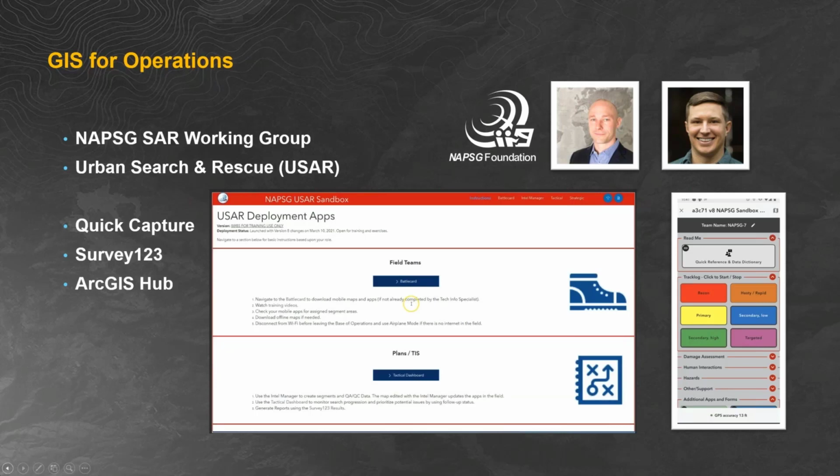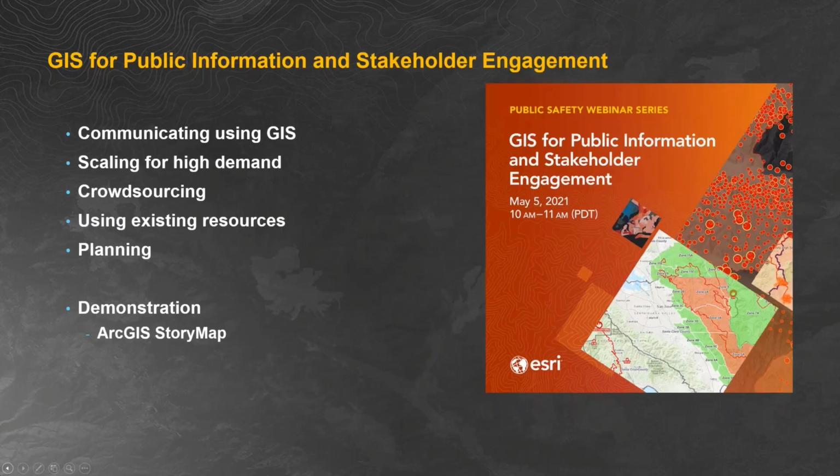Moving on, the most recent webinar last month on May 5th focused on using GIS for public information and stakeholder engagement. Esri staff discussed using the ArcGIS Online apps for communicating incident information in real time to the relevant audiences and how those products can scale for high demand or viral views. We also talked about crowdsourcing and discussed how you can use existing resources and plan ahead to convey information to avoid recreating the wheel or replicating work that others have already done.